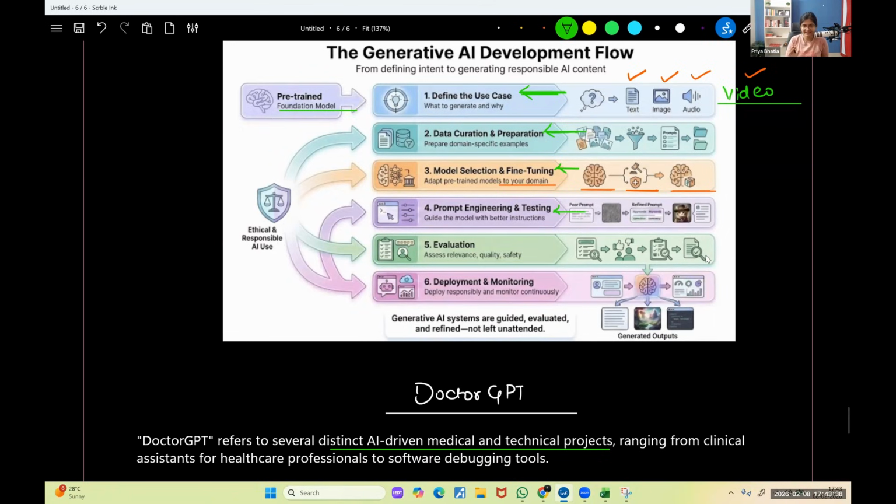Once the prompt engineering and testing is done, we will try to evaluate our model. Again, the same thing that we have learned in machine learning. We will try to see the error rate, the quality of the result, and whether the results are relevant or not. And once we are satisfied with the evaluation part, the final thing is to deploy the model and to monitor its performance. Same thing that we have learned in machine learning.